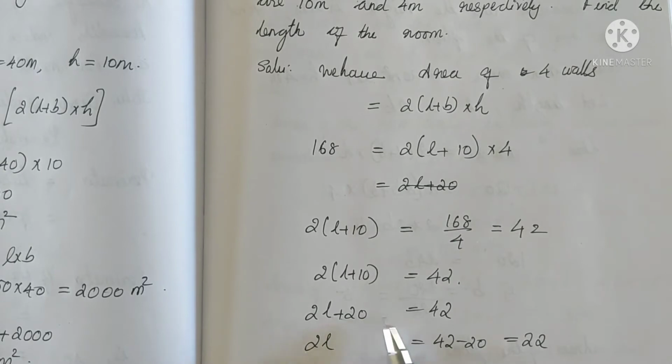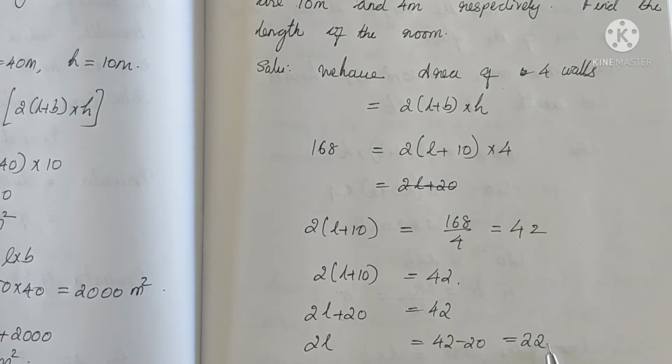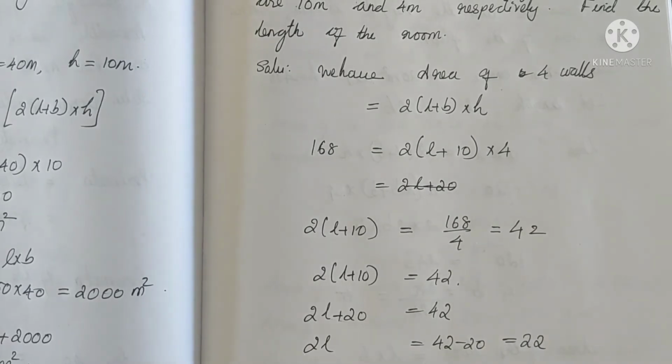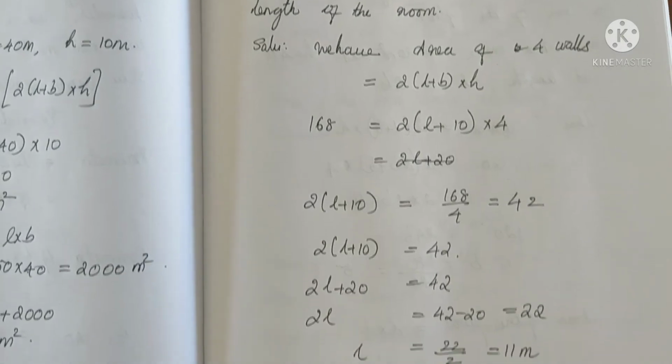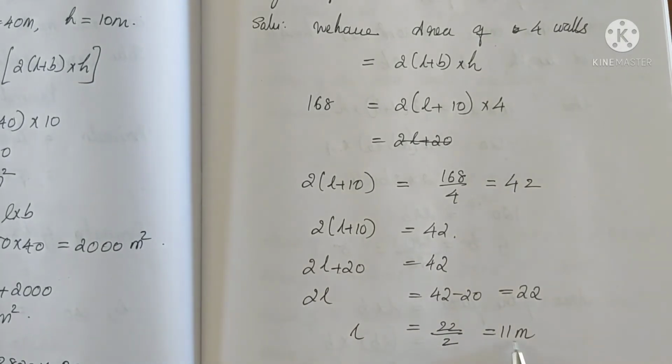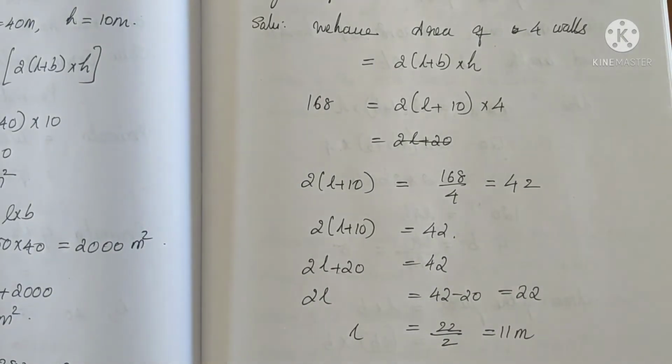So 2L plus 20 is equal to 42. Or 2L is equal to 42 minus 20 is equal to 22. Therefore length L is equal to 22 divided by 2 is equal to 11 meter.